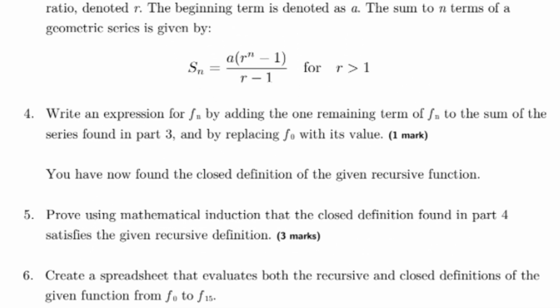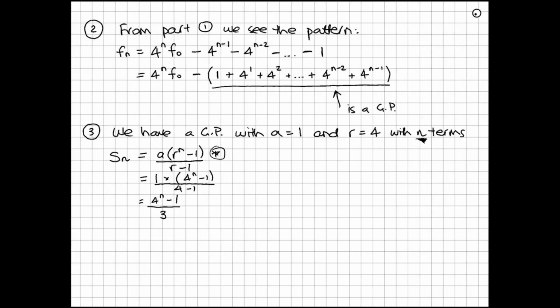For this part 4 we're told to write an expression for fn by adding the one remaining term of fn to the sum of the series found in part 3, and then replace f0 with its value, which we were told at the beginning is equal to 20. So far in parts 1, 2 and 3 we've just left it as f0, we haven't evaluated it, but here we're getting to the time where we do. So basically this part 4 is asking us to combine what we worked out in part 2 and part 3.